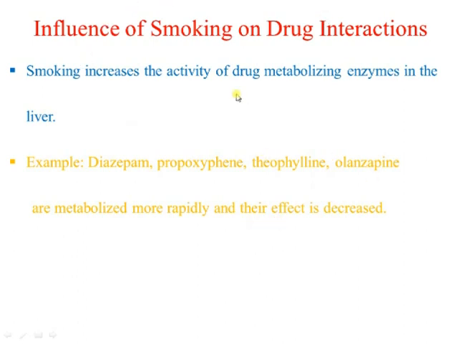So you have smoking as a cultural factor, but if a patient is a chain smoker, smoking for a very long time, then you can find that drug induction exists in them, and drug levels will go down faster as compared to normal individuals.